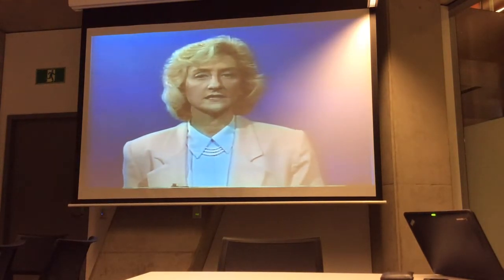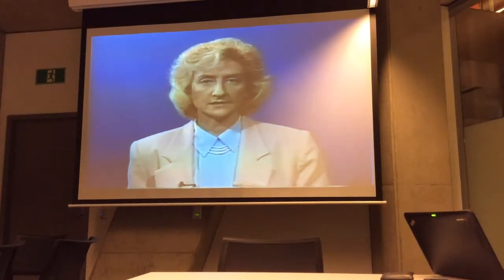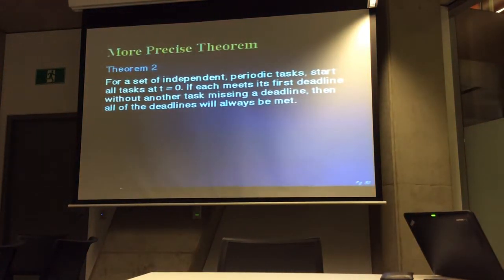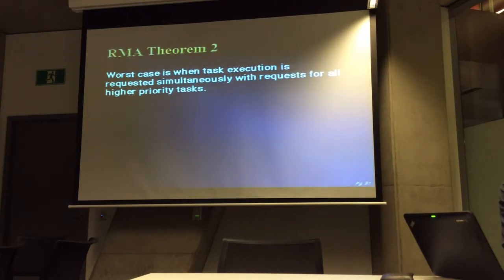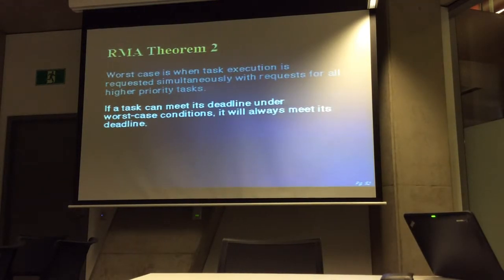This theorem tells us that, assuming we have independent periodic tasks, we can look at the worst case, which is when all the tasks want to start at exactly the same time, and we can guarantee that all deadlines will always be met if each task is able to meet its first deadline without causing another of the tasks to miss a deadline. So what is the worst case? The worst case for independent periodic tasks has been proven to be the case when all tasks of higher priority request to execute simultaneously with the task in question. And if a task can meet its deadline under the worst case conditions, it will always meet its deadline.